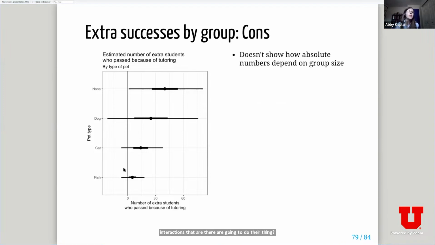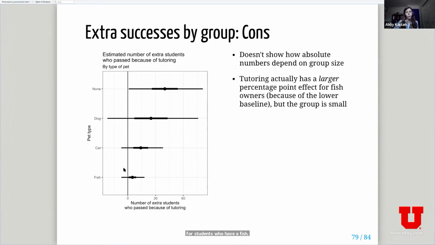Disadvantages of this is, well, in this particular visualization, we're not showing how these absolute numbers are related to the size of the group, right? So here it looks like, man, the tutoring was very helpful for students who don't have a pet, but did very little for students who have a fish. But in fact, we saw before that in terms of percentage point gain, tutoring actually was more helpful for the fish owners. The reason it looks less helpful here is because there just weren't very many fish owners to be helped in the first place.